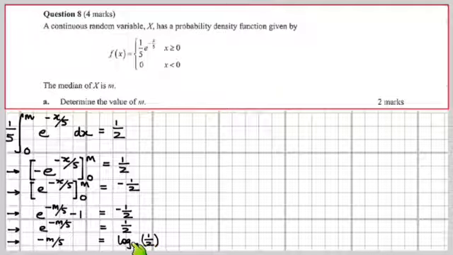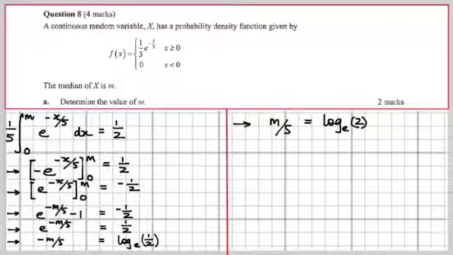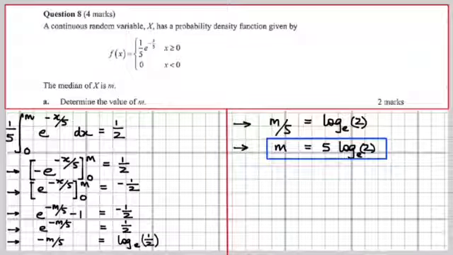I can rearrange that as minus log of 2. Yes, so therefore that will get us plus m over 5 is plus log of 2 base e, if you know what I'm trying to do, and therefore m will be 5 log 2 base e. Yes, that's question 8a. Alright, that's what m is.